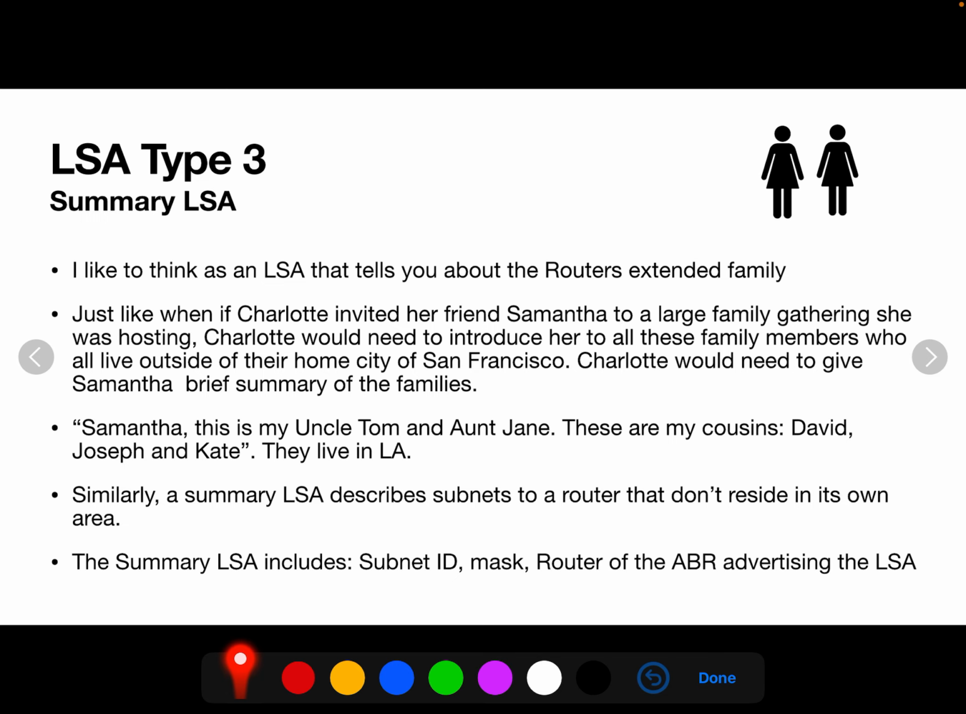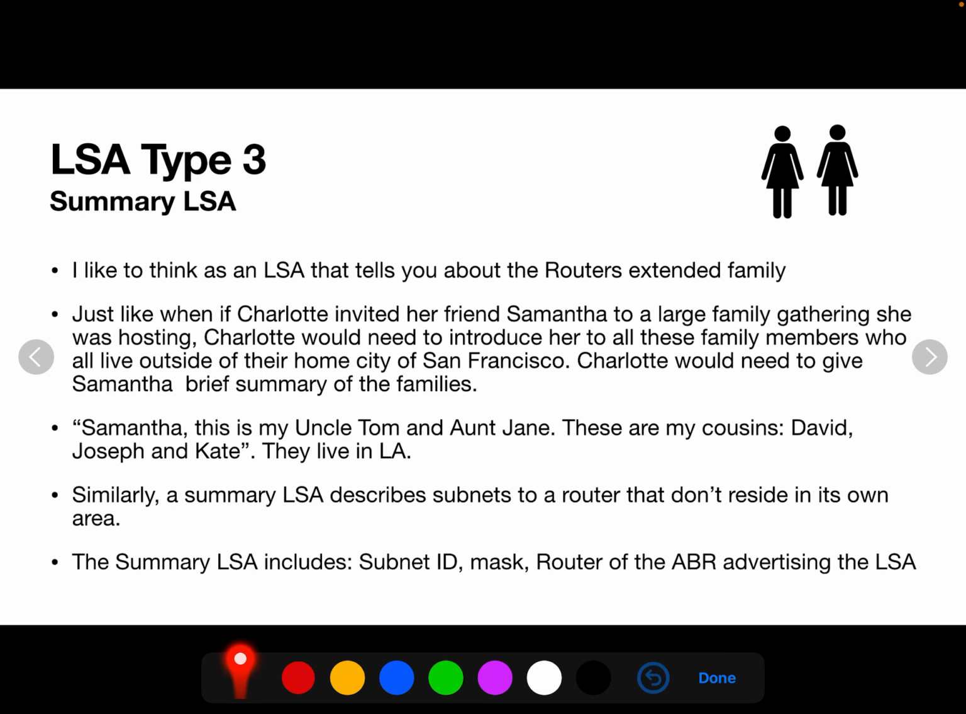It's a different city, but in the context of LSAs, that's like a different area. If San Francisco is the backbone area, then LA is area 1. San Francisco is area 0, LA is area 1. So that's a different area. He will learn this through summary LSA. You will know about this with summary LSA.